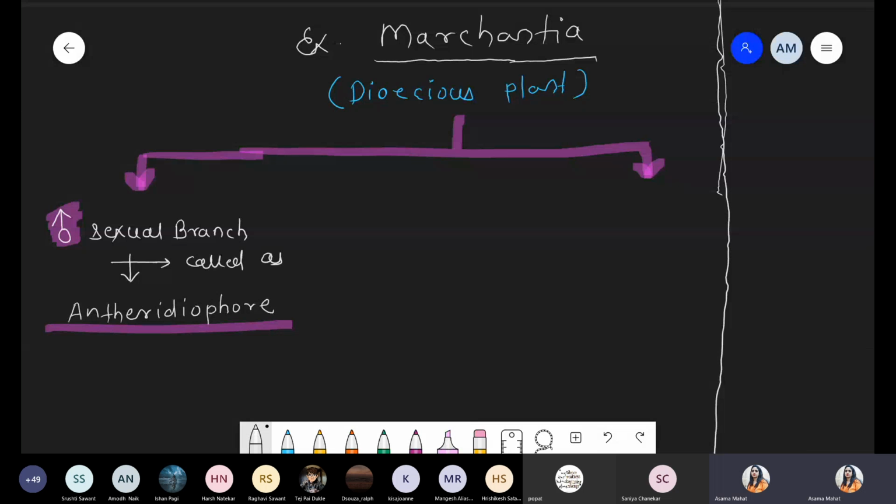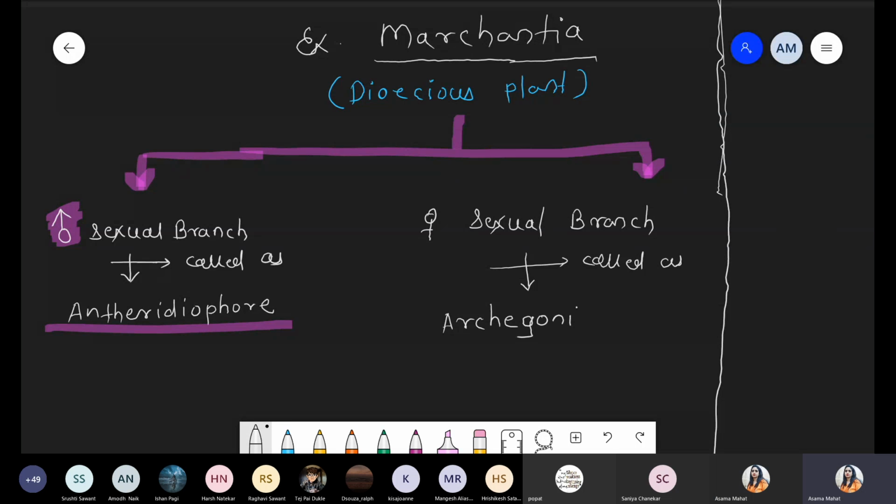Exactly the reverse scenario: on the other plant, another plant, there is a presence of the female sexual branch. Not on the same plant, on another plant. And this female sexual branch is called archegoniophore. Archegoniophore. So antheridiophore and archegoniophore.